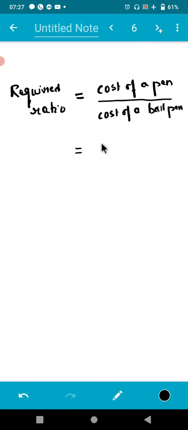So what was the cost of a pen? That means what was cost of one pen? 15. So we'll write 15 here. And what was the cost of a ball pen? It was 7. So we cannot reduce these two numbers. So this would be our required ratio. So how to give your answer? 15 is to 7. Fine.